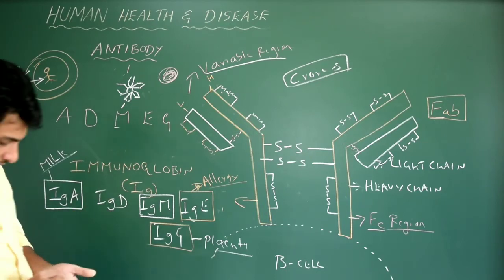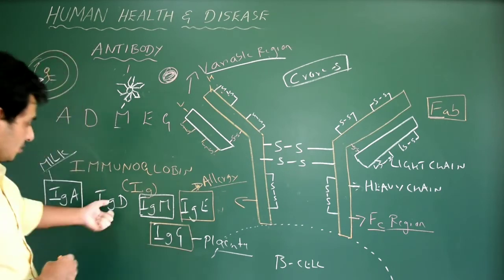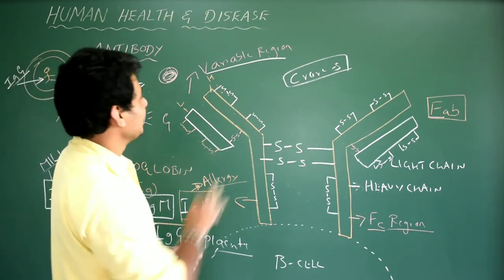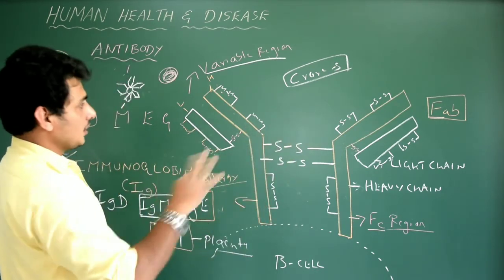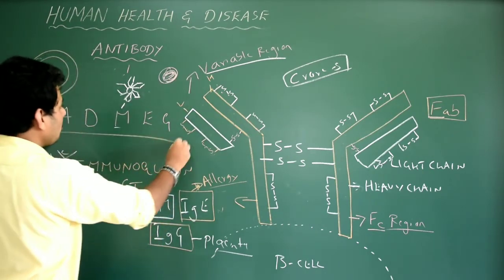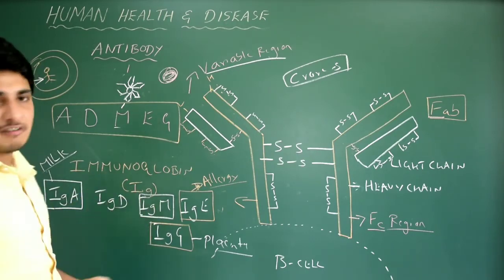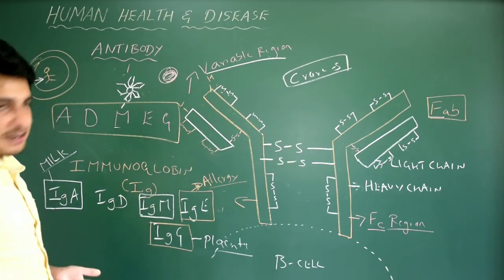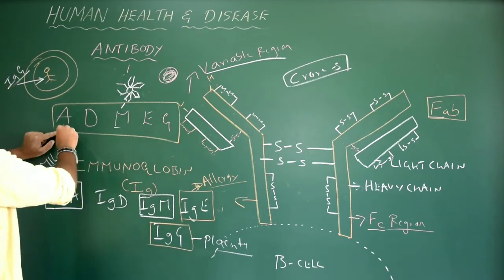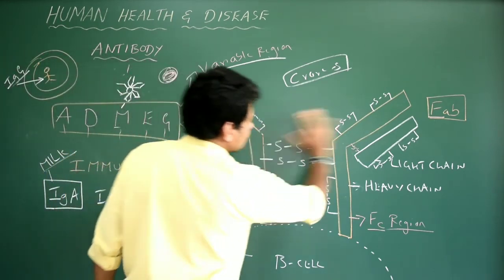IgD, no. The function is not particularly known to me. I don't know about it. So this is the thing now. I was talking about the variable region. See, we have got in my body all ADMEC. Even your body also contains ADMEC, different types of antibodies. Why they are different? Because immunoglobulin A, D, M, E, G normally vary in their structure.